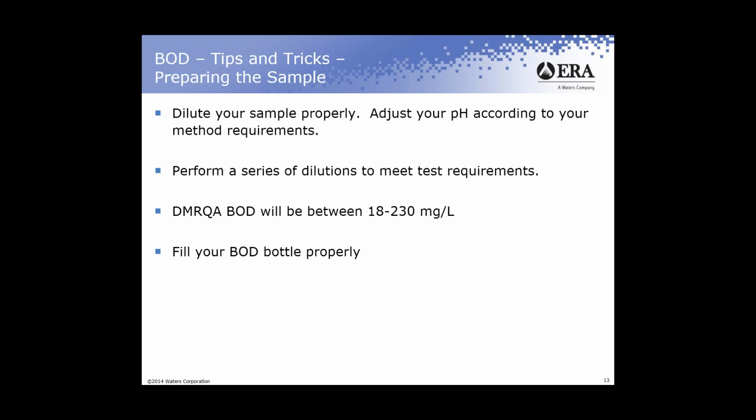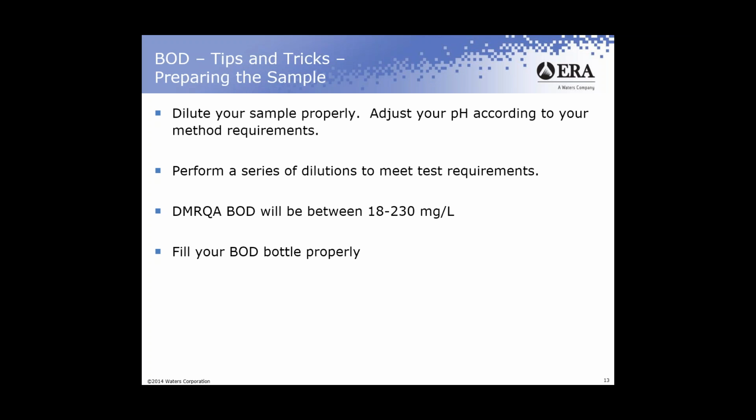You also want to make sure that you're performing a series of dilutions. Method 5210 suggests at least 3 different dilutions. If you want to do more, that's perfectly fine. The most important thing is you want to perform a series of dilutions to make sure that at least one or more of those dilutions meets your method requirements.